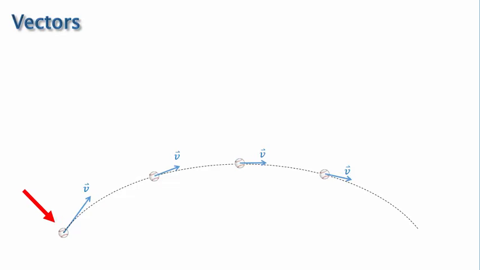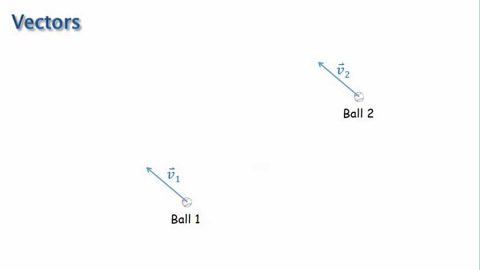For instance, we know that the speed of the ball is greatest here because the length of the velocity vector is greatest here. Another thing to point out is that, strictly from a mathematical sense, the location of the vector doesn't matter. For example, here are 2 different balls flying through the air. They're located in different places, but their vectors have the same length and direction, so mathematically, velocity 1 equals velocity 2.